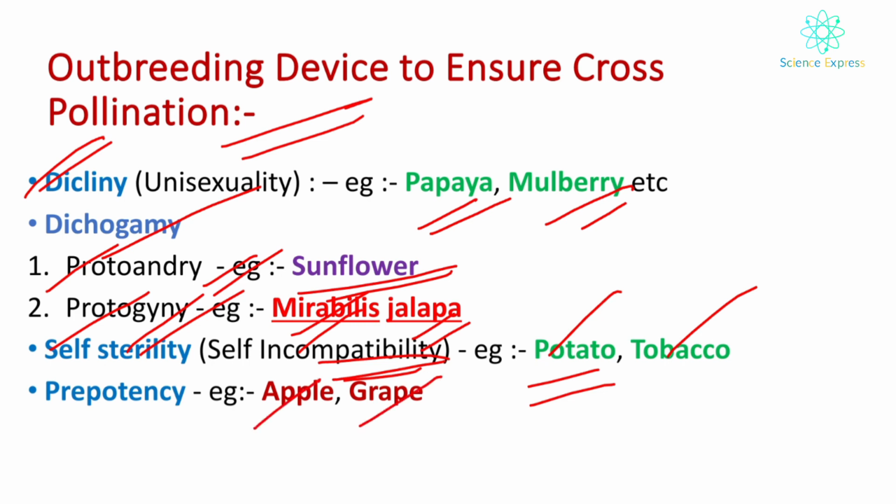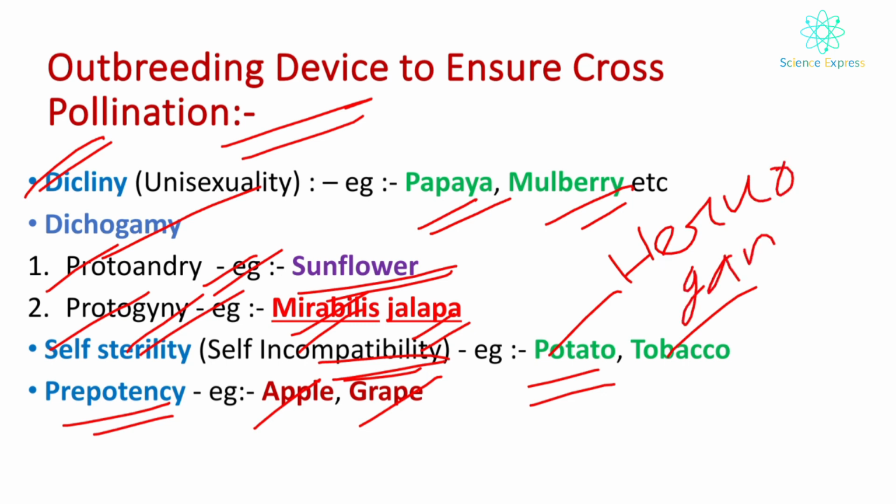In case of prepotency, pollen grains of another flower germinate more rapidly over the stigma than the pollen grains of the same flower. That is called prepotency. Clear? And another mechanism also found, that is called herkogamy. Okay. So it is a mechanical device to prevent self pollination and promote cross pollination. Okay.